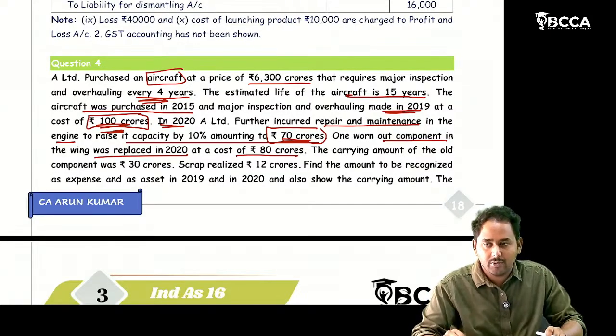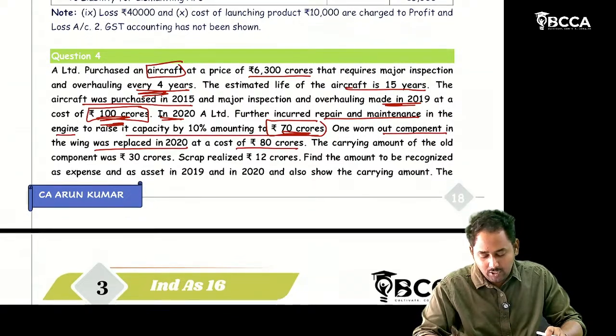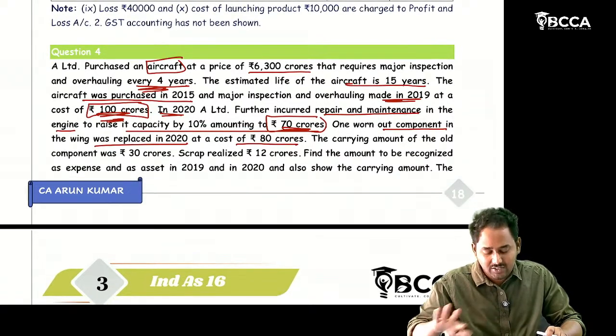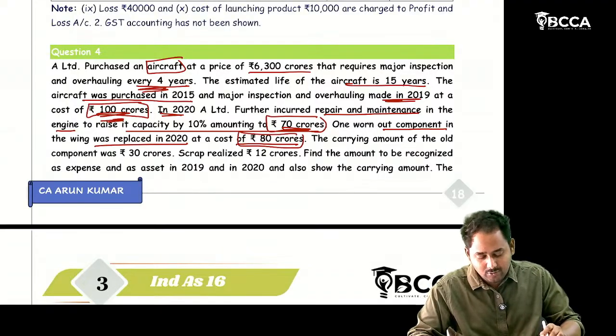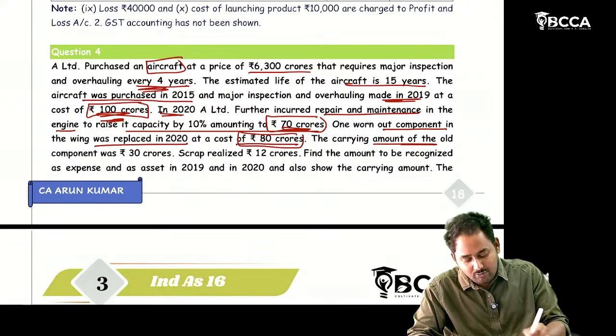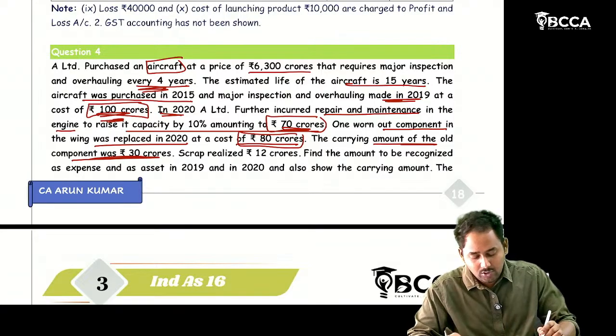So one of the components has been depreciated fully, so we cannot use it further. What I am going to do is replace that wing in that aeroplane. So what is the cost of the replacement? 80 crores. But the carrying amount of the old component was 30 crores. The scrap realized was 12 crores.